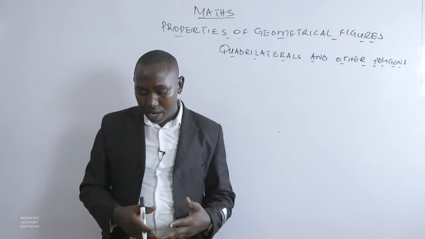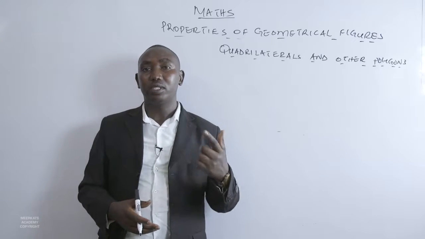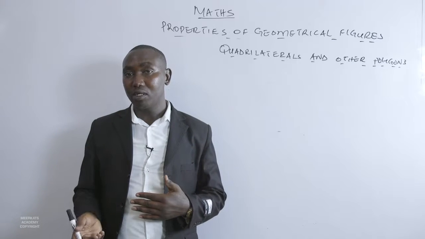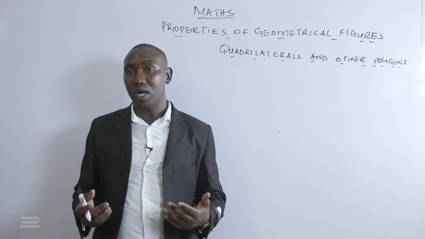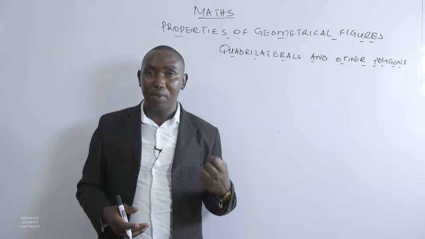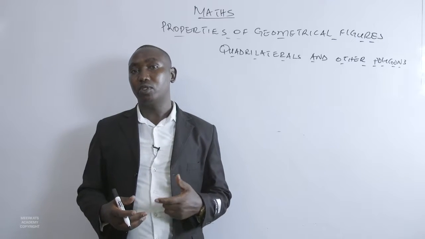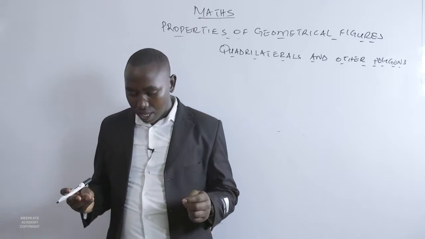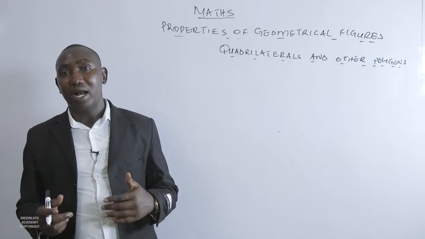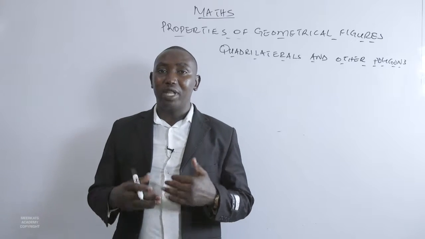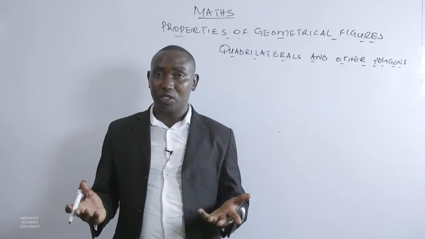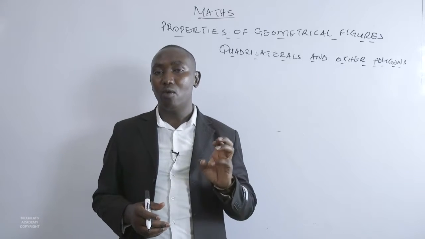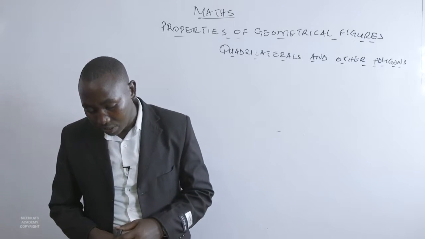The most important thing concerning quadrilaterals is that sometimes you can have convex quadrilaterals and non-convex quadrilaterals. When we talk about convex quadrilaterals, we talk about quadrilaterals where all the angles will be less than 180 degrees. But for the non-convex one, you will find that at least one of the angles in that particular figure or shape is more than 180 degrees.